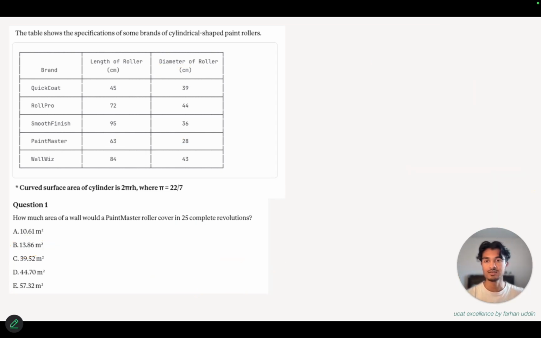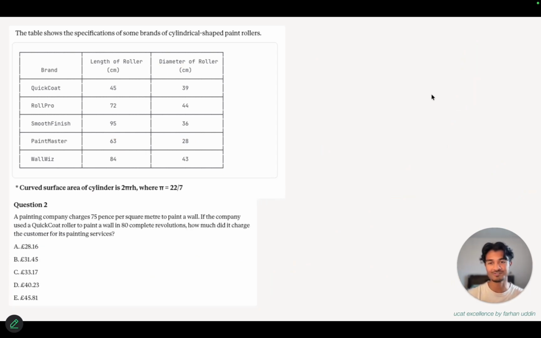All right, so let's take this understanding into the next question. Feel free to pause the video here and have a go. All right, so let's go through this question together now. So, a painting company charges 75 pence per square meter. Immediately, the conversions are screaming out to me. We know that we're going to need to work in meters if we want this to work, not the centimeters that we have here. If the company used a quick coat roller to paint a wall in 80 complete revolutions, how much did it charge for everything?